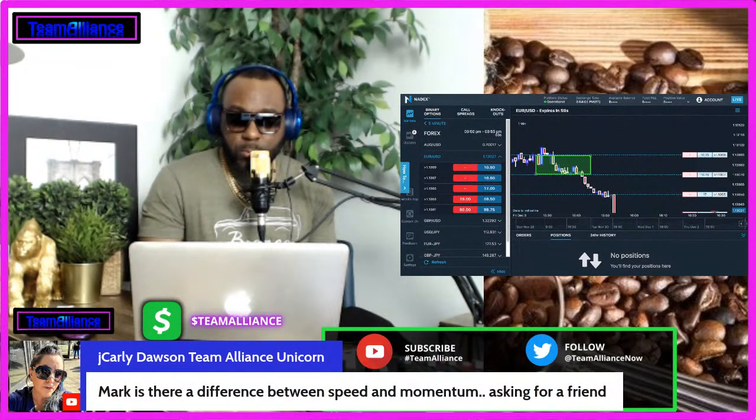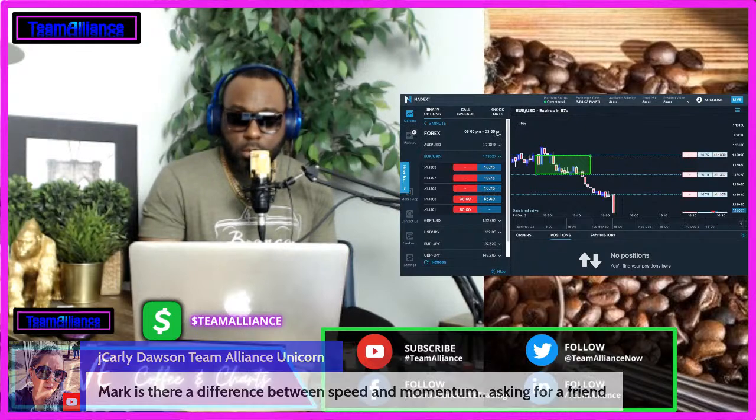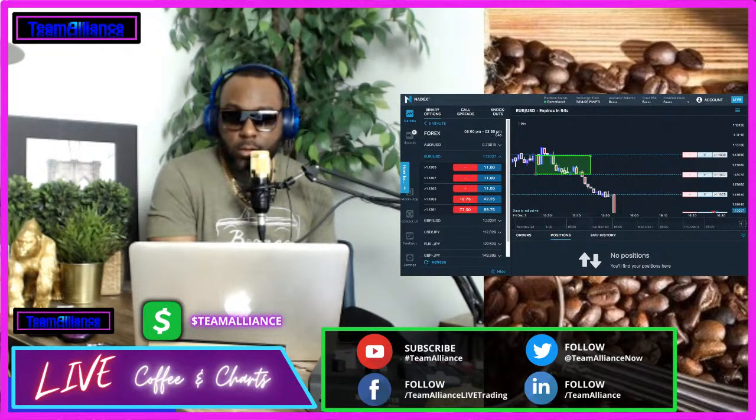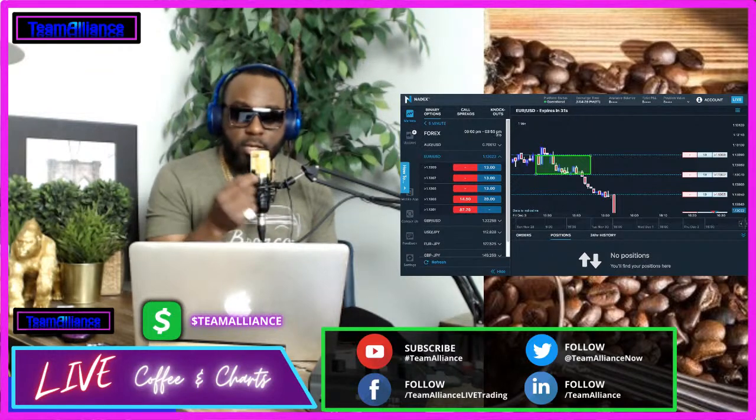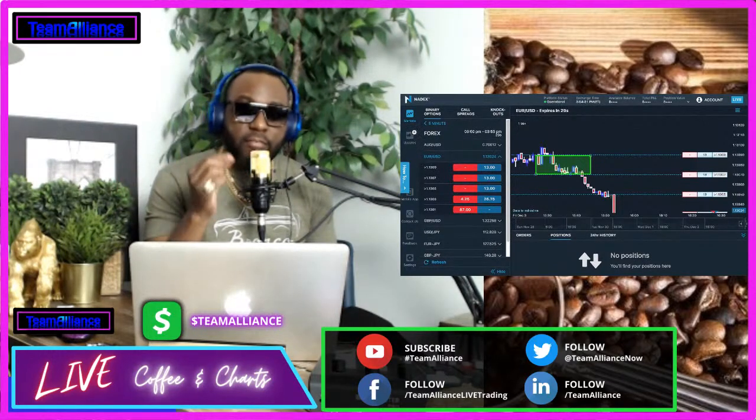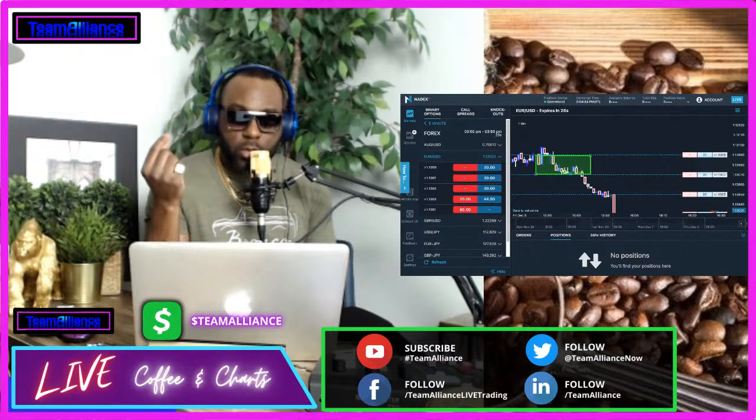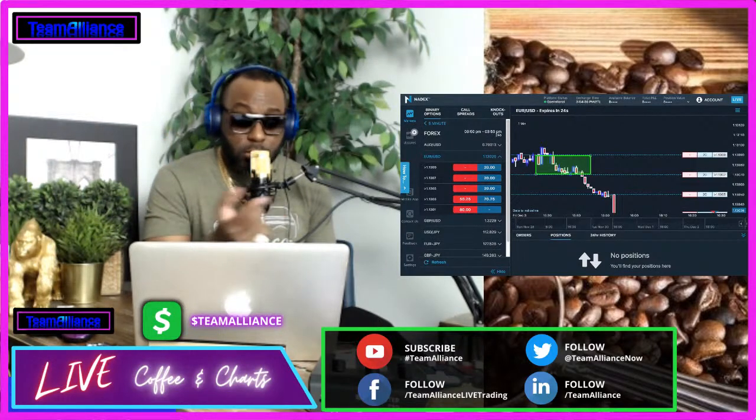Is there a difference between speed and momentum? They are the same thing when it's all said and done. But let me rephrase it. Fast speed is momentum. The faster the speed of the movement is, the more momentum you have. So it's not that speed is momentum. Faster speeds represent momentum.